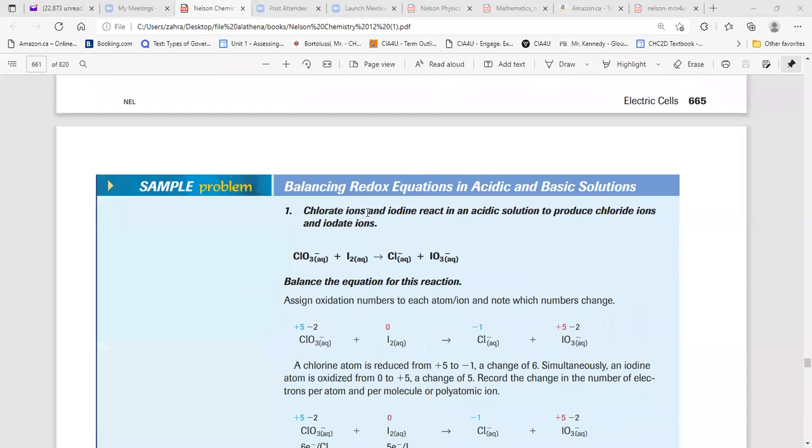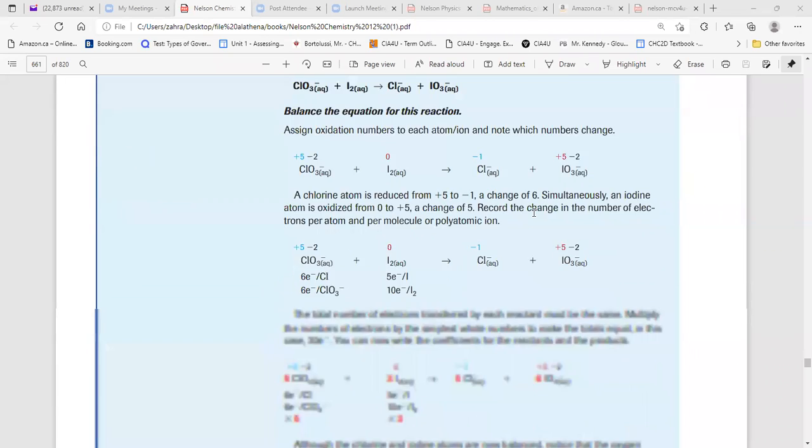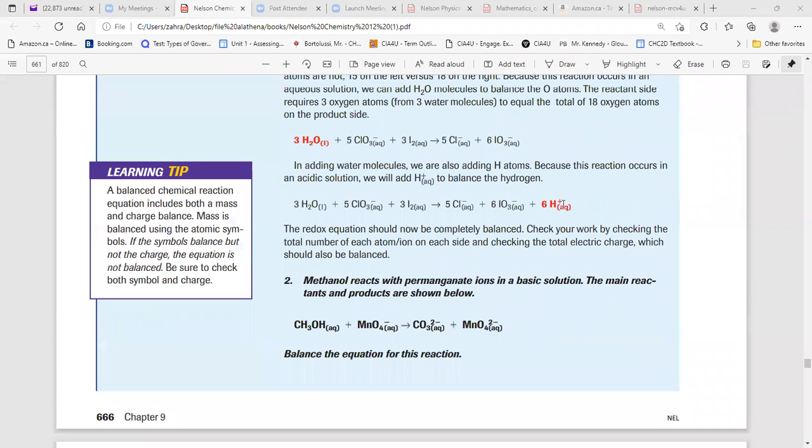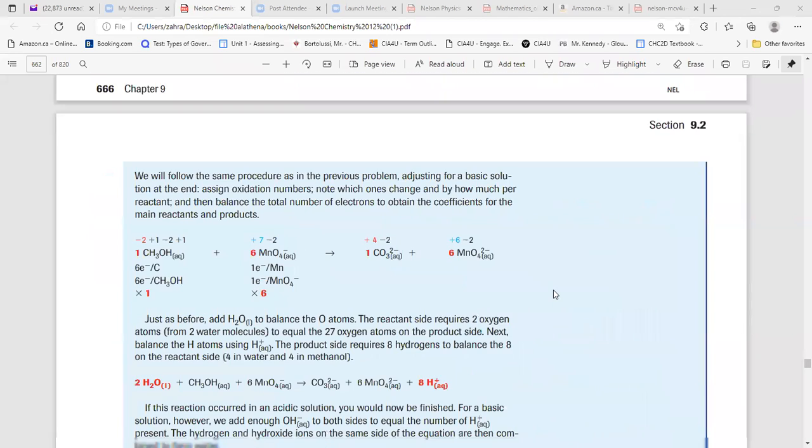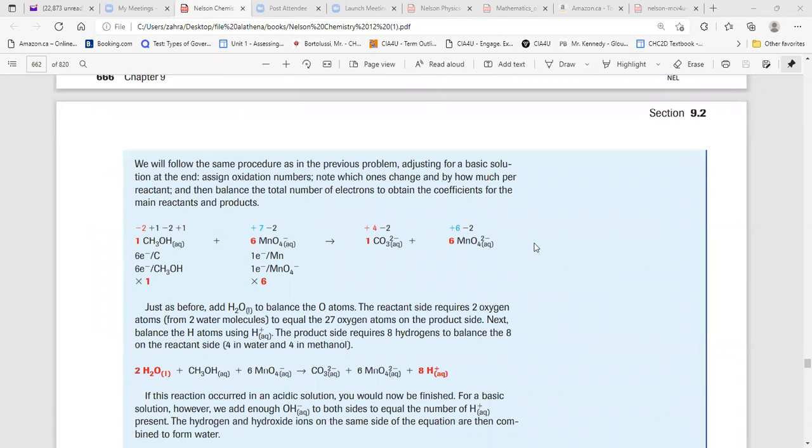So the question said that is an acidic solution. That's why you have hydrogen ion here. Method, so this is another example. Now it is in basic solution. So we do the same thing. Just put the oxidation number above them.